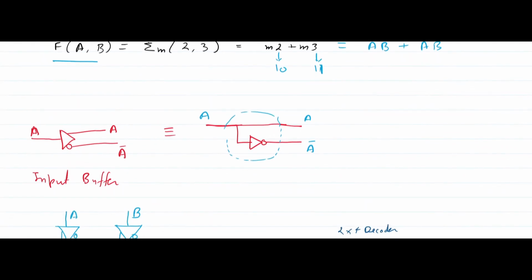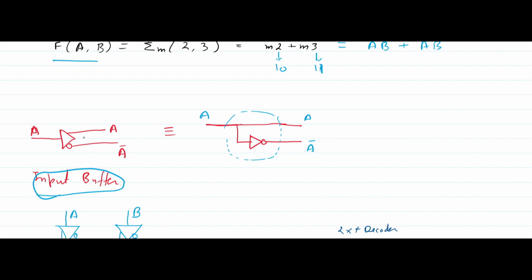Now here you have to notice one thing that we call the input buffer. This structure is known as the input buffer, and it takes input A and returns output A and A bar. So A is there and one signal is passed, and the same signal passed through a NOT gate gives A bar. Just remember this structure, we will use it from now onward. So this is the input buffer that returns A bar if input is A.